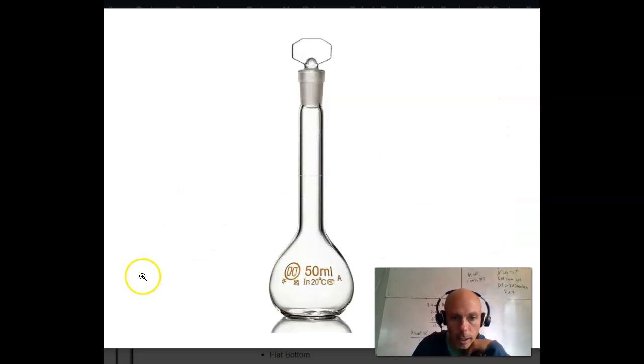Little side note here, standard solutions are typically made in volumetric flasks, which are designed to prepare a solution of just a specific volume. So this is a 50 milliliter volumetric flask. It's designed to make a solution that's 50 milliliters.